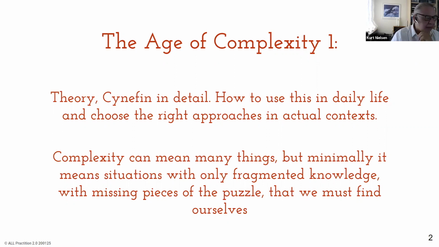And of course, complexity can mean an awful lot of things. People have used the word for I don't know how long, but in many different understandings. The way we're going to use it here is adopted from Dave Snowden, and it means situations where we only have fragmented knowledge. We have some pieces of the puzzle, but not all of them, but we have to act anyway. And that actually is a significant thing for a lot of the practical applications of this.